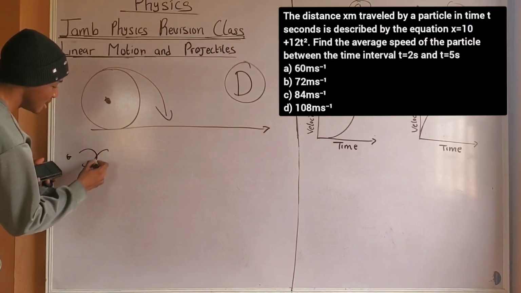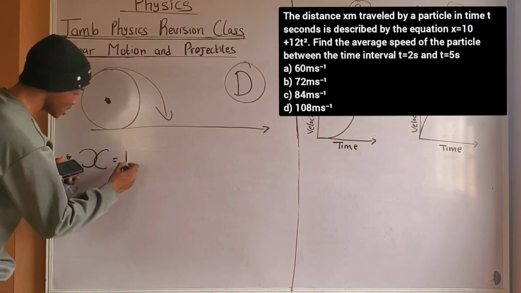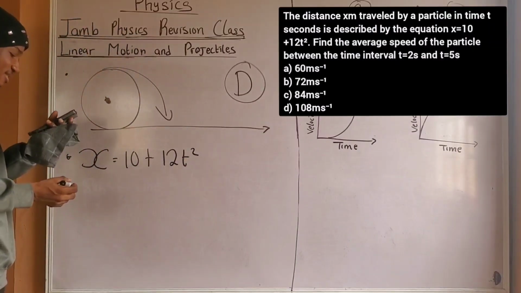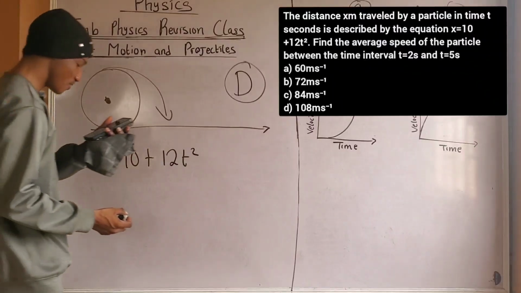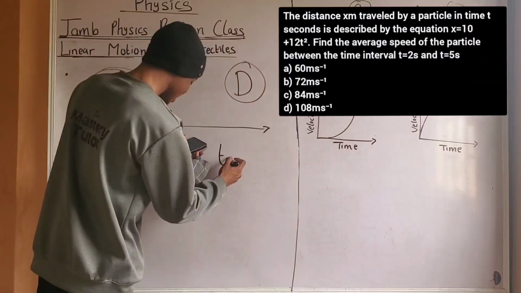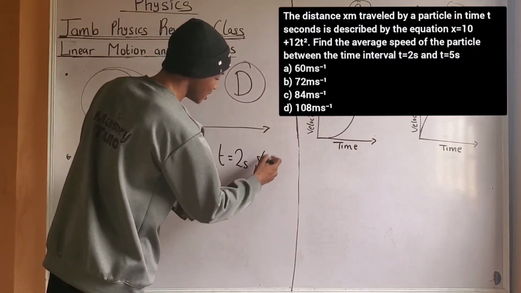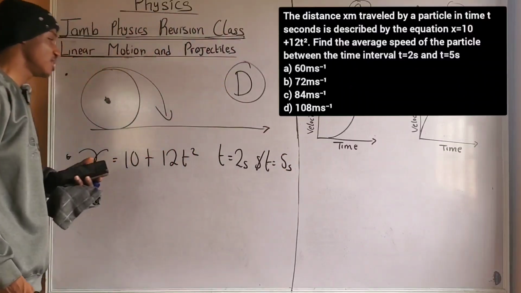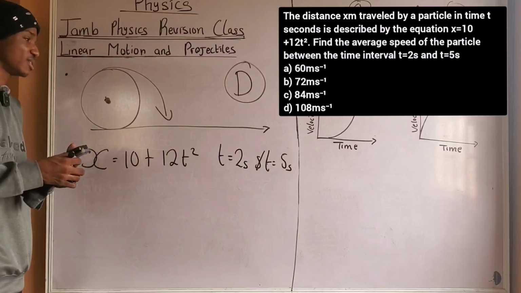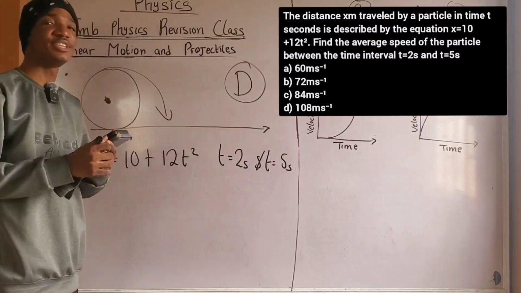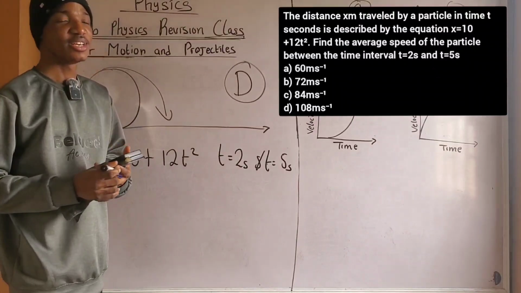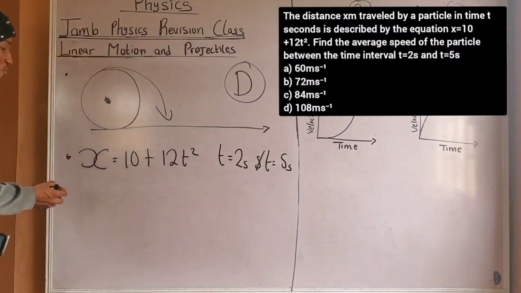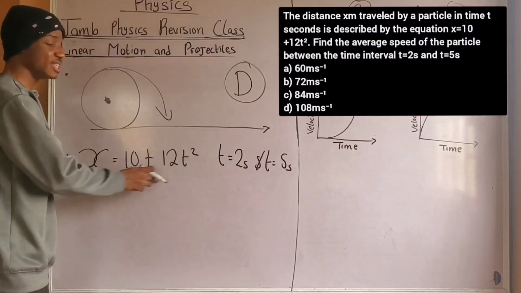The distance in meters, x, is equal to 10 plus 12t squared. That is the equation that we are given. We are asked to find the average speed between the time interval t equals 2 seconds and t equals 5 seconds. Now, if you want to calculate the average speed, let us first get the equation for the velocity. Here, I'm going to make use of differential calculus. So first take the first derivative of the displacement function.